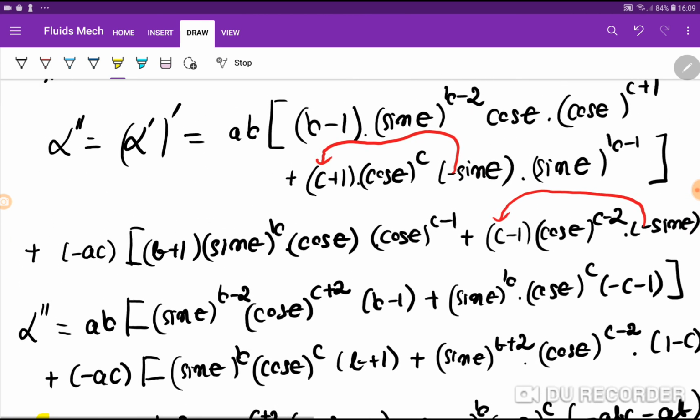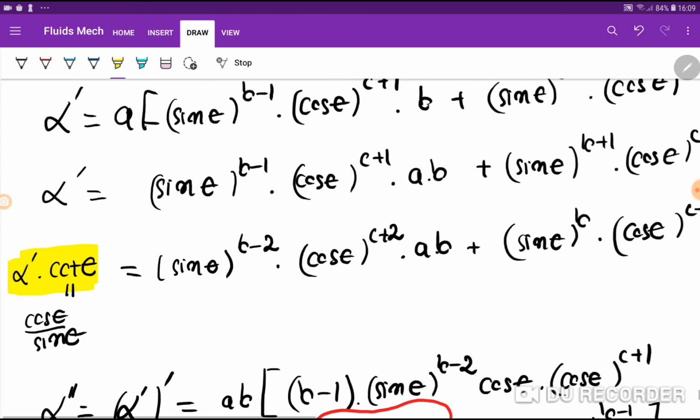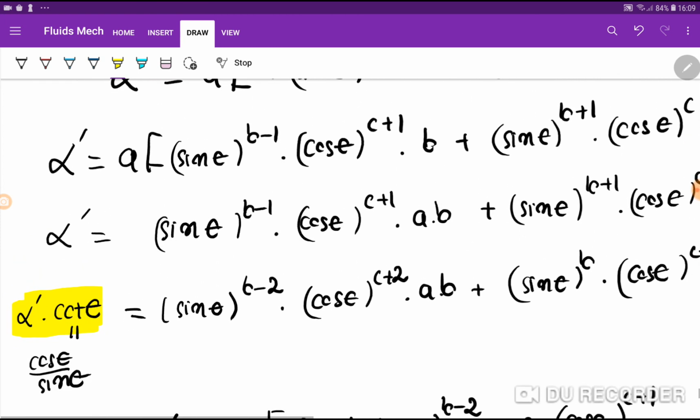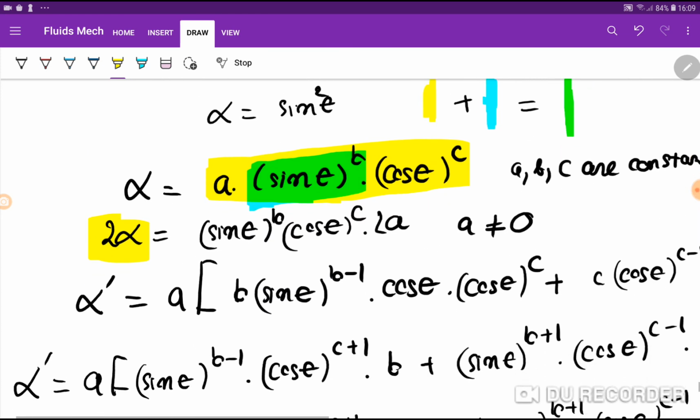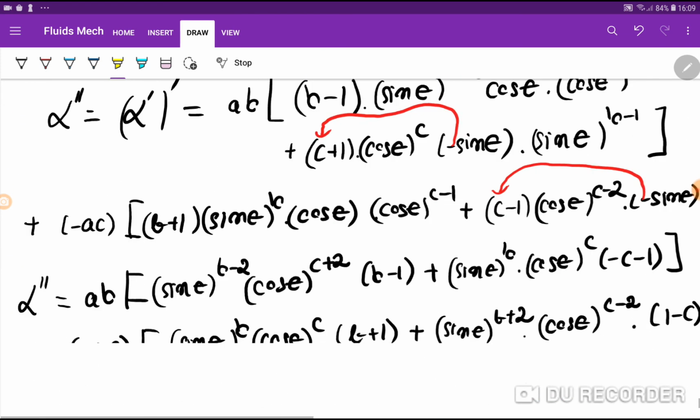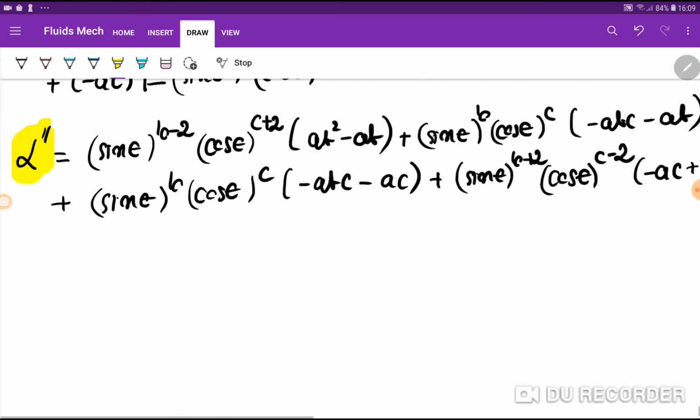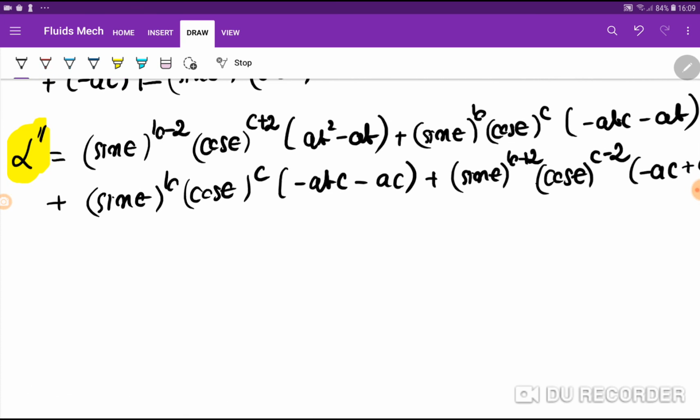Now, alpha prime plus or minus this times 2 alpha equals 0, and then you have to construct it. Okay, so what will we have? Should I split the video? Yeah, I'm going to split the video.